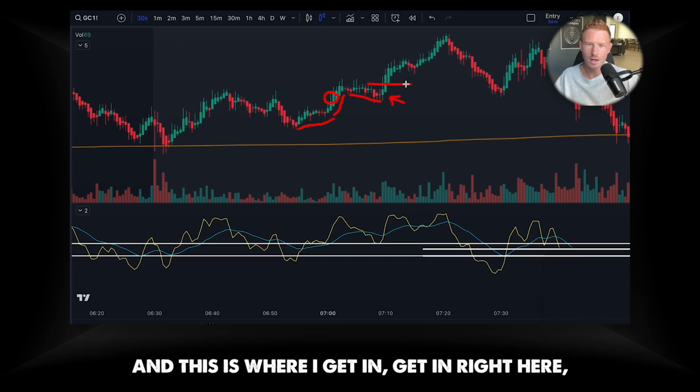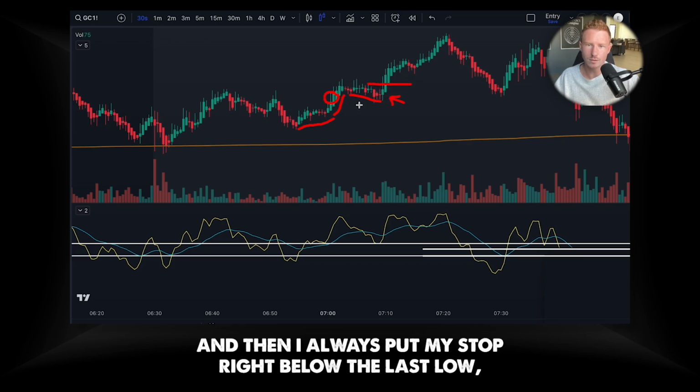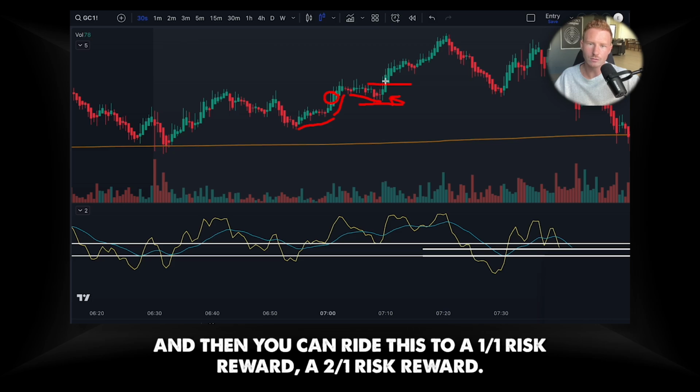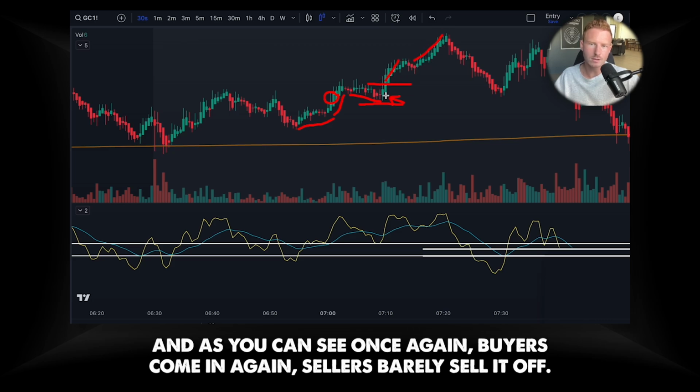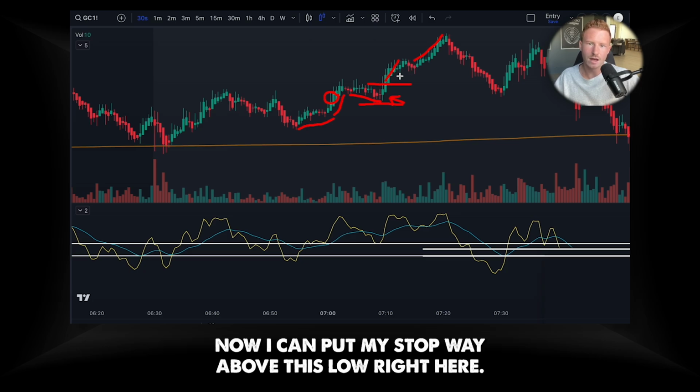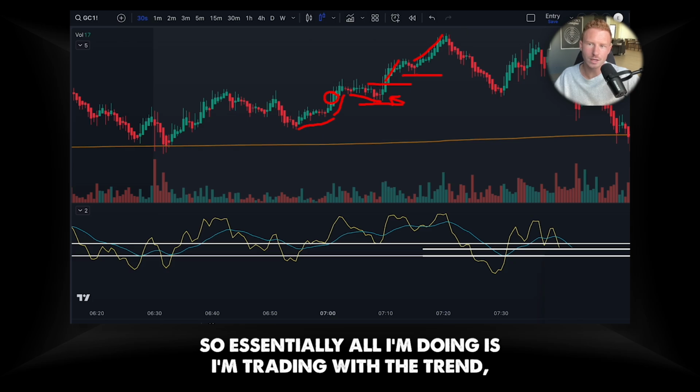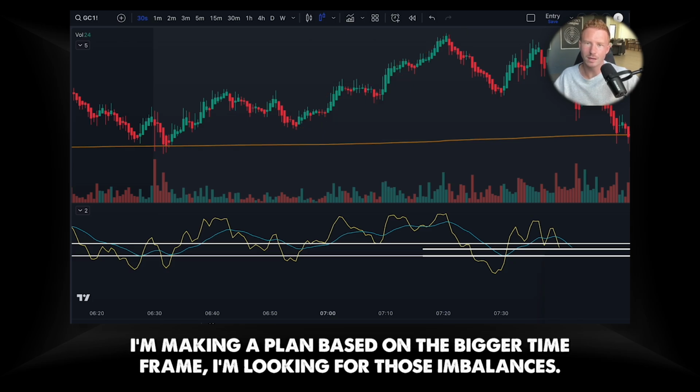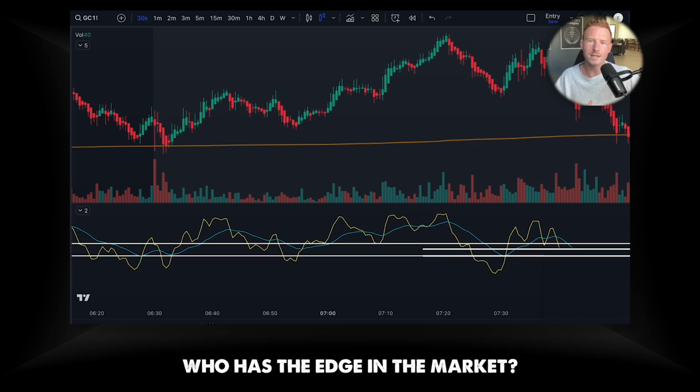Get in right here. And then I always put my stop right below the last low. And then you can ride this to a 1-to-1 risk reward, a 2-to-1 risk reward. And as you can see, once again, buyers come in again, sellers barely sell it off. Now I can put my stop way above this low right here. So essentially all I'm doing is I'm trading with the trend. I'm making a plan based on the bigger time frame. I'm looking for those imbalances. Who has the edge in the market?